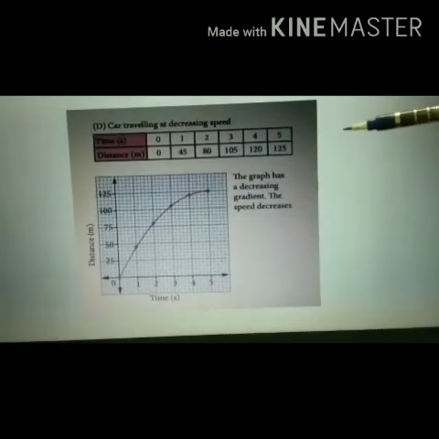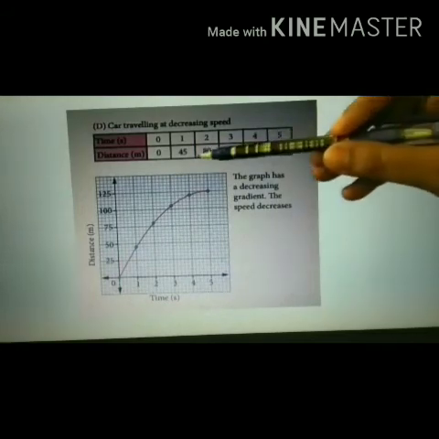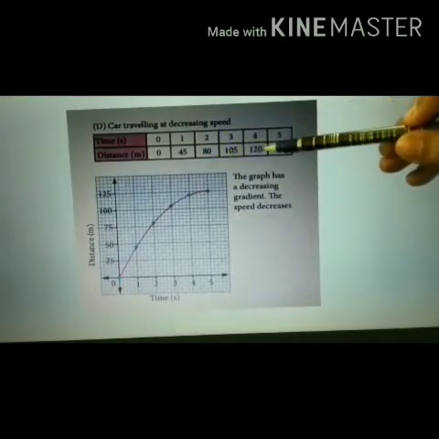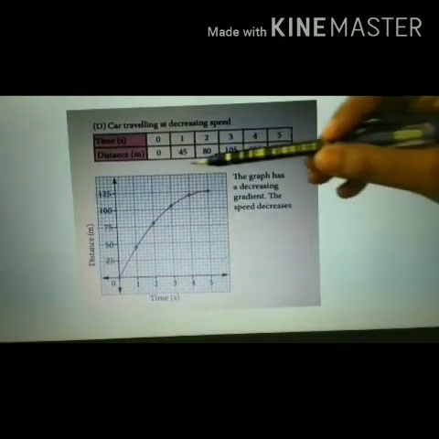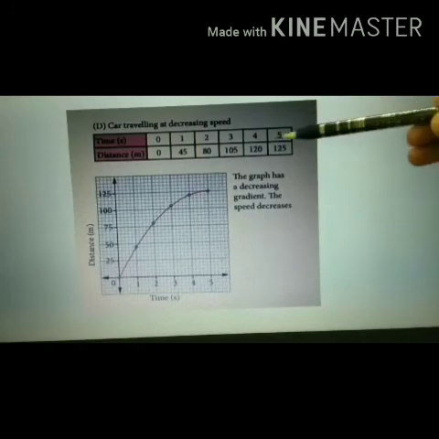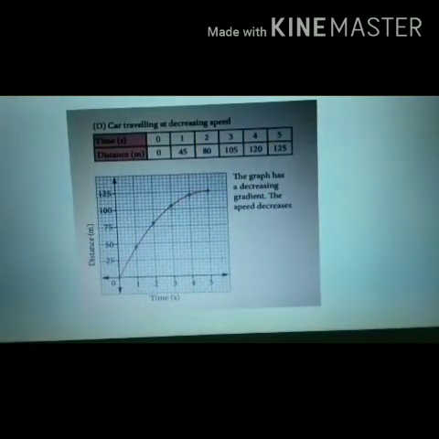In the fourth condition, car traveling in decreasing speed. If you see the values here, 45, 80, and again 105, 120, 125, the speed is not increasing uniformly. It is decreasing also. So after marking all the points, you will get a graph like this. And hence I think you all could understand how to draw a graph in all these 4 conditions.